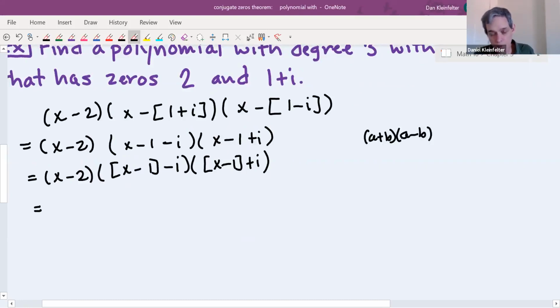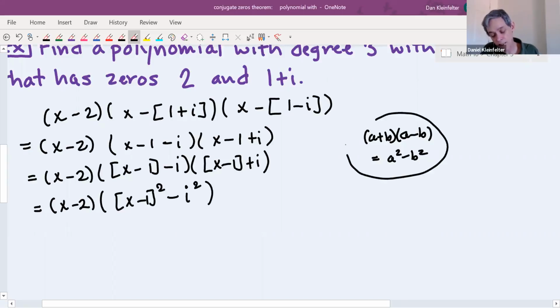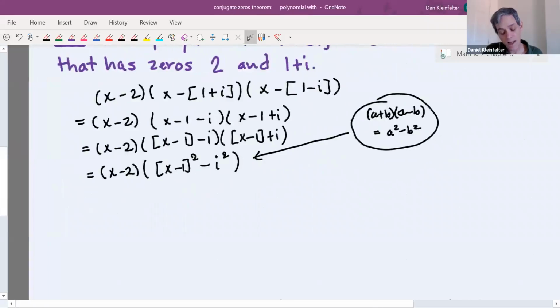If you multiply a pair of binomials that look like a plus b times a minus b, you end up with a squared minus b squared. That's the difference of squares formula. So we will have x minus 2 in the front. And then this is a difference of squares. We will have x minus 1 squared minus i squared, using this difference of squares formula. We use that right here. Okay, remember that i squared is equal to -1, right?